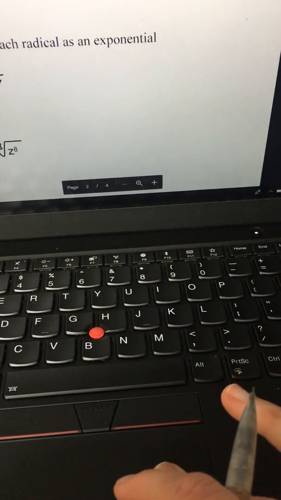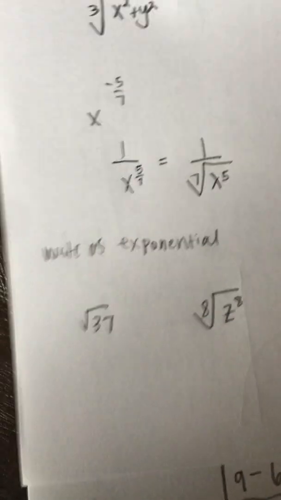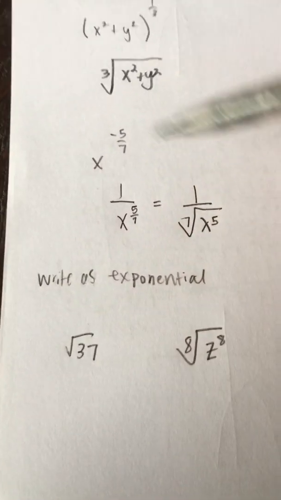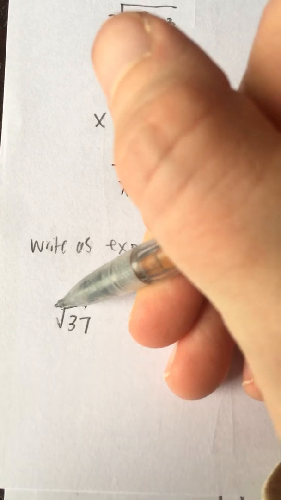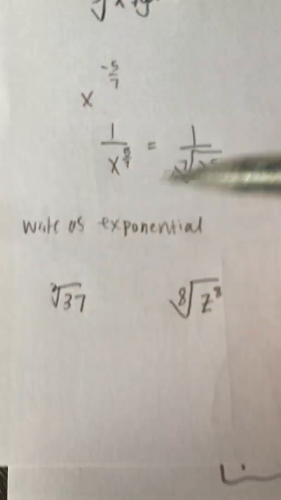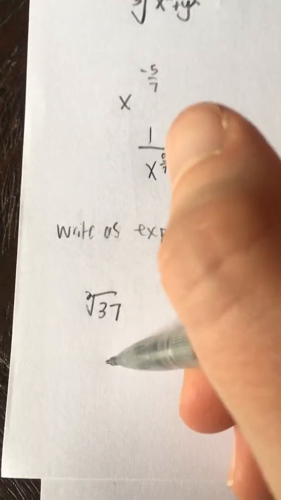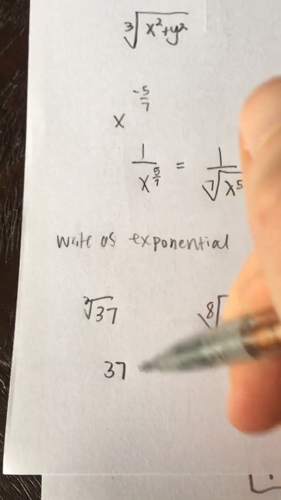Directions say write each radical as an exponential. Again, it's just saying to write it as the exponential and be done. So now I'm going the other way. I have a root. I need to write it as an exponential. What we have to remember here is the square root is the simplest form. So we have to know that the index here is a 2. You have to know that the index for a square root is 2. A lot of students will write 37 to the first, but it's not. It's 37. A root represents a fractional exponent.